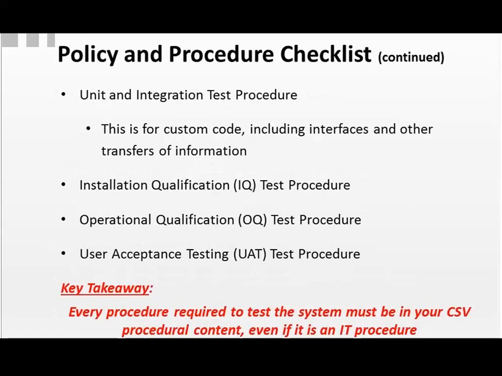You might have a unit and integration test procedure in your IT organization if they're coding custom code, an IQ, an OQ, and a PQ test procedure, maybe a protocol that includes the template for recording executed results, your deviation log, and your summary report. You could have one summary report for all three. You could have one procedure that covers all three, as long as you're covering the content.